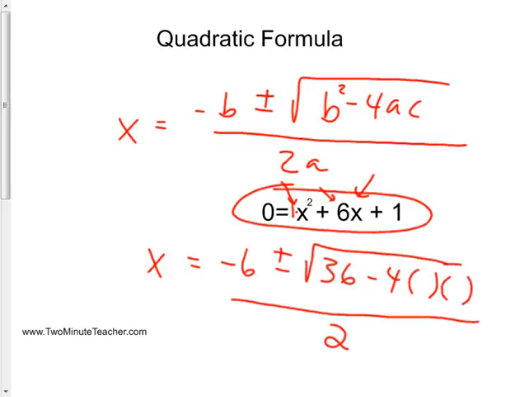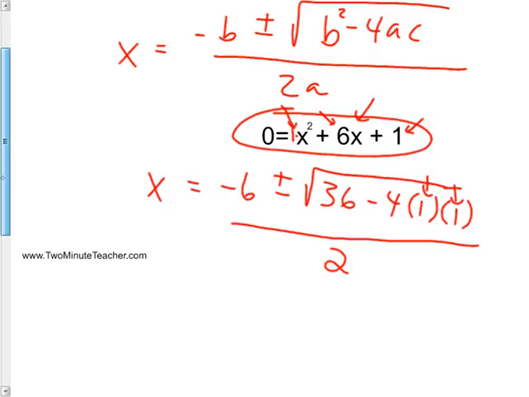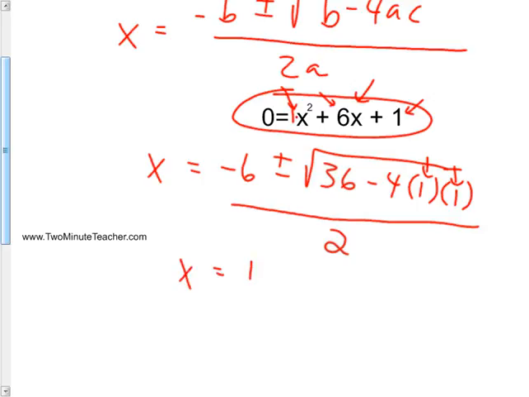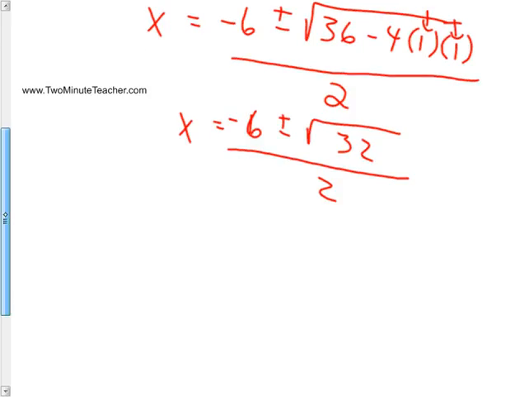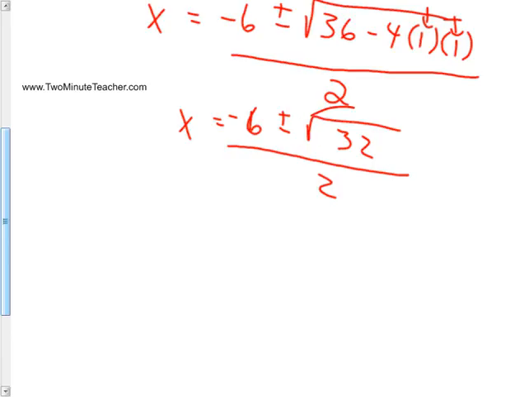Now for ac, this is where a goes, and a is 1, and this is where c goes, and c, from my equation here, is also 1. So this leads me to x equals negative 6 plus or minus the square root of 36 minus 4 all over 2. And I'm going to simplify that 36 minus 4 to 32. Now hopefully you've learned how to simplify your radical expressions. That part right there is root 16 times root 2, and that's 4 root 2.